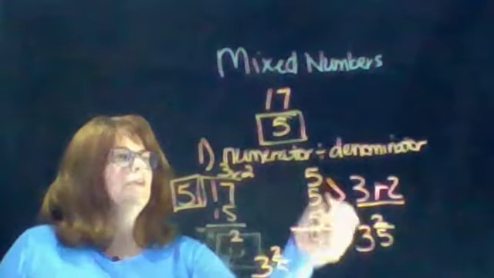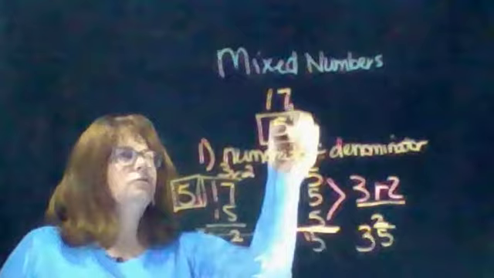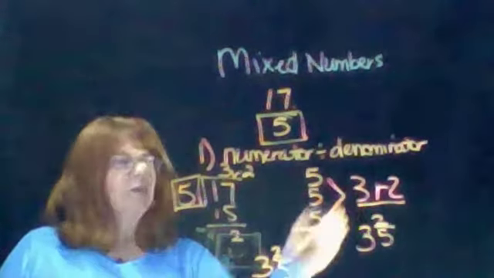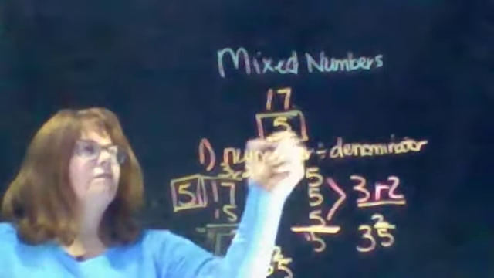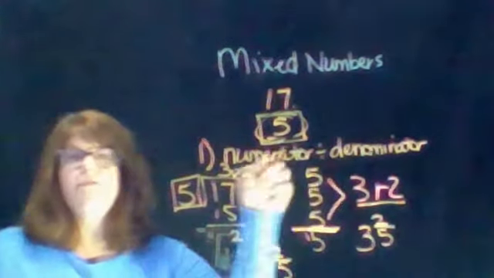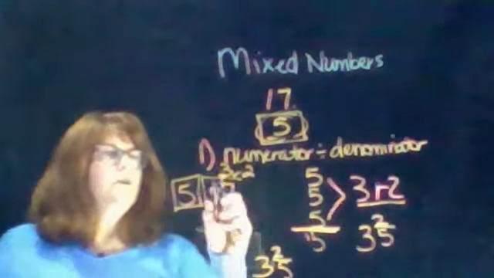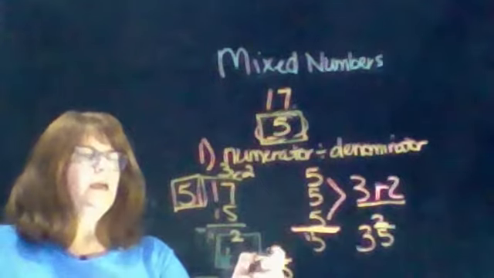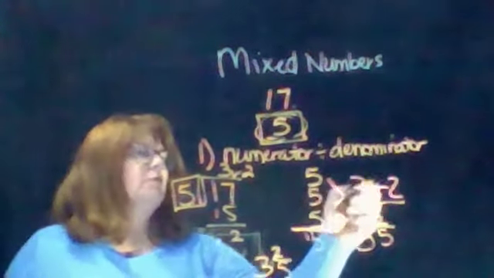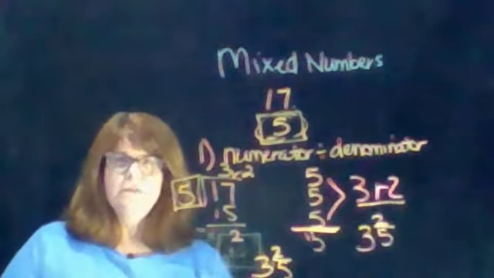So you can either divide or you can count by the bottom number, which is the denominator, until you get as close as you can get to the numerator without going over, and then figure out how many of the fifths you have left, or how many of the denominators you have left. So 3 remainder 2 becomes 3 2/5.